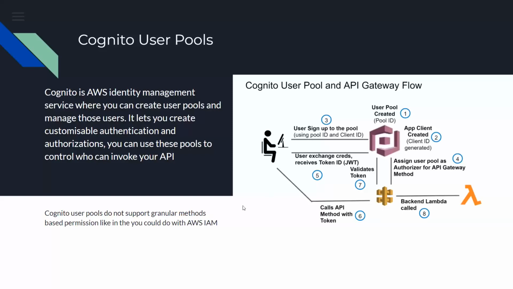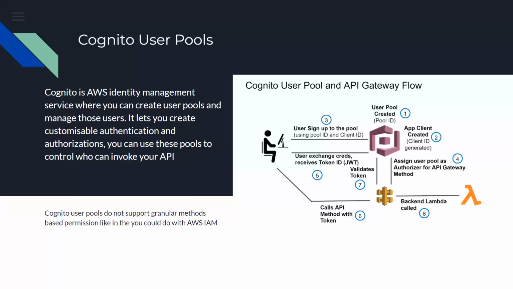However, the shortcoming, not really a shortcoming, it's just good to note that the Cognito user pools do not support granular methods based on permissions like you could do with AWS IAM. Remember, in the previous security mechanism, in AWS IAM, you could give granular access to, let's say, an admin to only be able to delete, to perform a particular action. Let's say delete, like I used in that example.